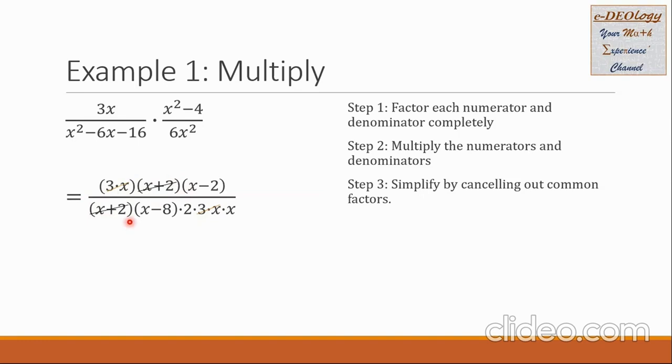And then we will just copy the remaining factors. In the numerator, the x minus 2 will come down here. In the denominator, the number 2 is here, followed by the x and the binomial x minus 8. So this is our final answer.